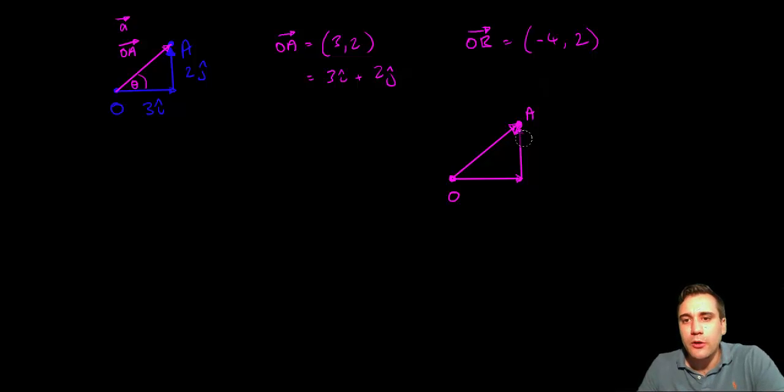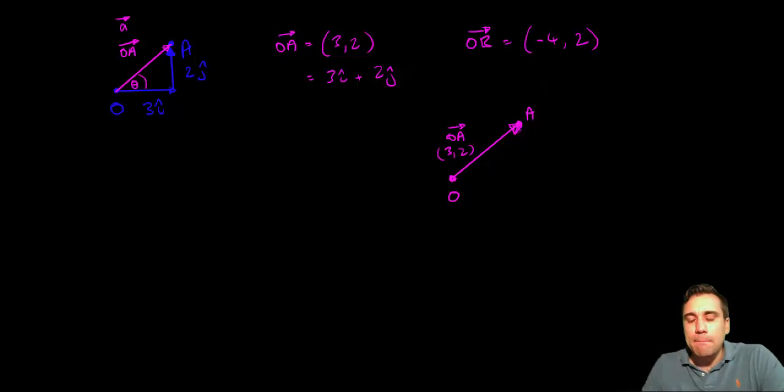And so usually I just draw it like this, and say, well, I like to do this actually. It's OA, and I just go 3, 2 like that, and this vector is then defined. And then I've got OB, right? So, that's interesting. Well, OB is -4, 2.